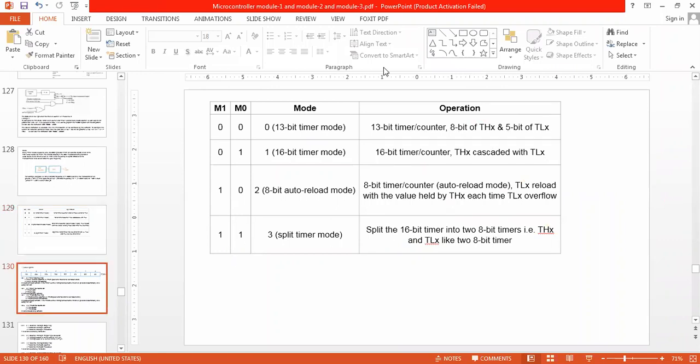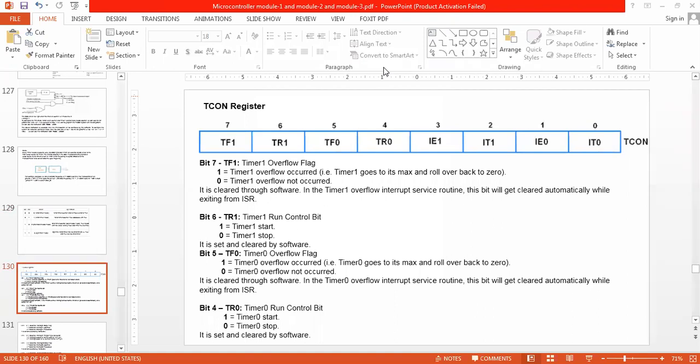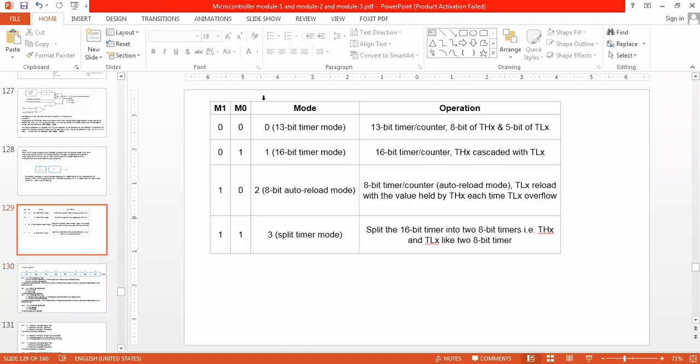One more time, can you explain auto reload? Auto reload. Okay. So what will happen? Mode 2 is 8-bit auto reload. Basically it is an 8-bit timer. It means only the T0 is there, no? I have to load the value into T0. How to load the value into T0? Either TH0 and TL0.